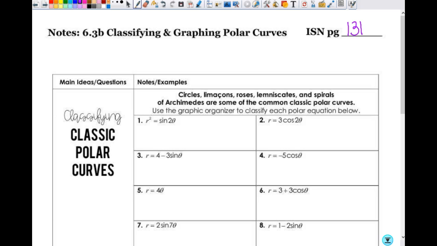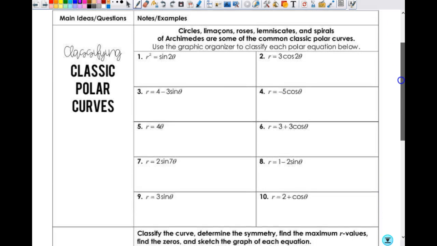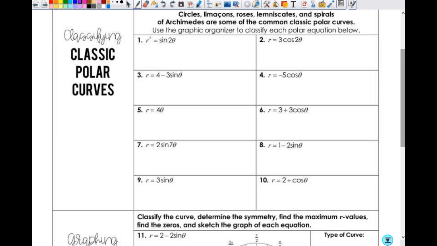So we are going to classify and graph the polar curves. We're going to start by classifying them, and we'll do a few together, and then I'll let you do some. So let's look at number 1. It's r squared equals sine 2 theta. So if you look at your little graphic organizer, you only have one set that has the r squareds in it, right? So that means that this has to be a lemniscate. Make sense?